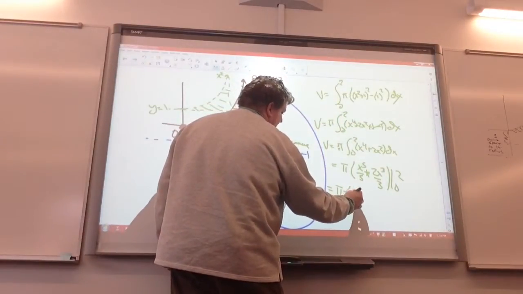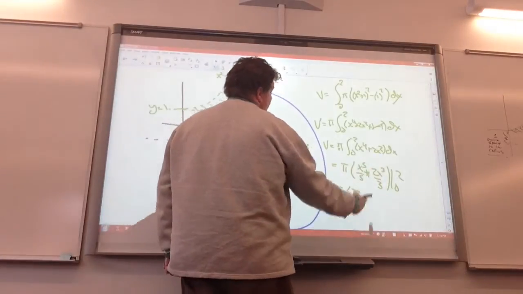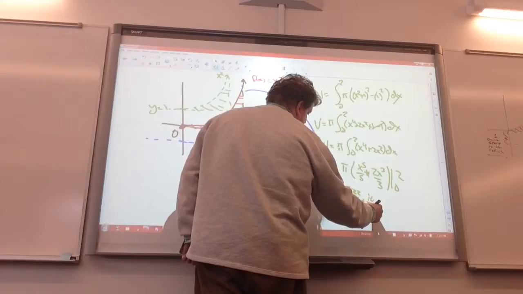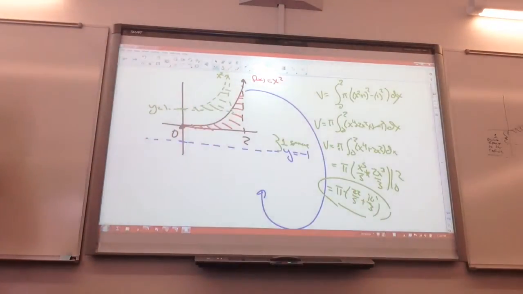which gives me pi times 32 fifths plus 16 thirds. Okay, that ends up being my new volume, units cubed. So we could figure it out. And by the way, by this point you would use a calculator. You wouldn't do this by hand, okay? You could pop all that easily into a calculator, okay?